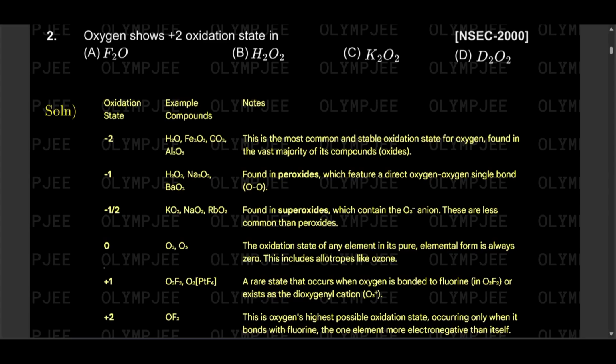A positive oxidation state will be shown when oxygen is coordinated with fluorine, because fluorine is more electronegative than oxygen, so it will pull electrons towards it, leaving a positive oxidation state on oxygen. So O2F2 has +1 and OF2 has +2. Some coordination compounds also show +1, so +2 will be shown in F2O.